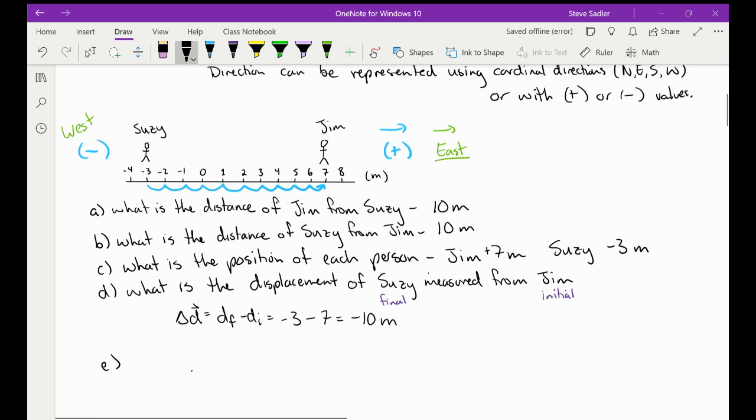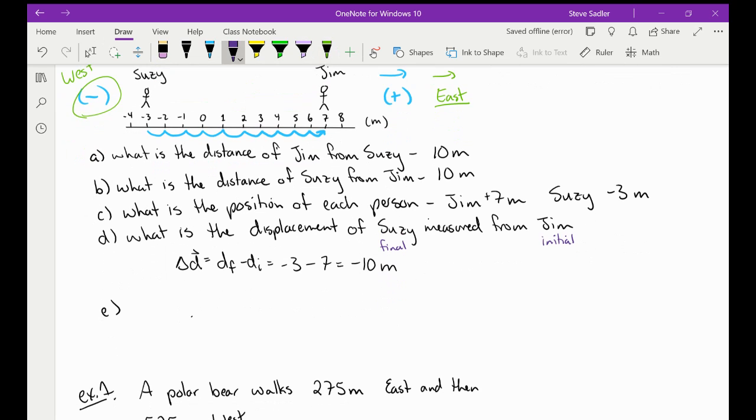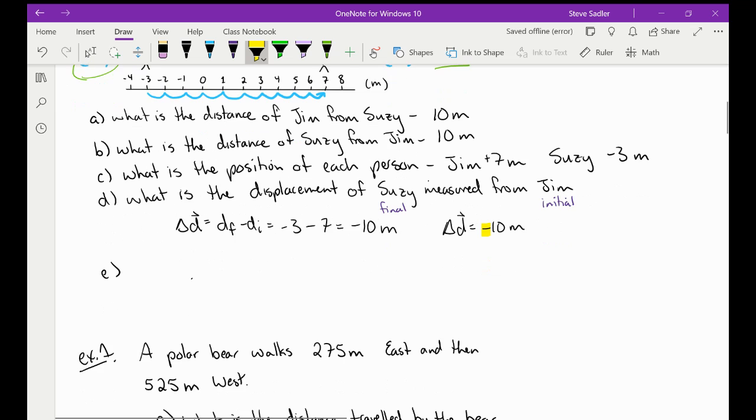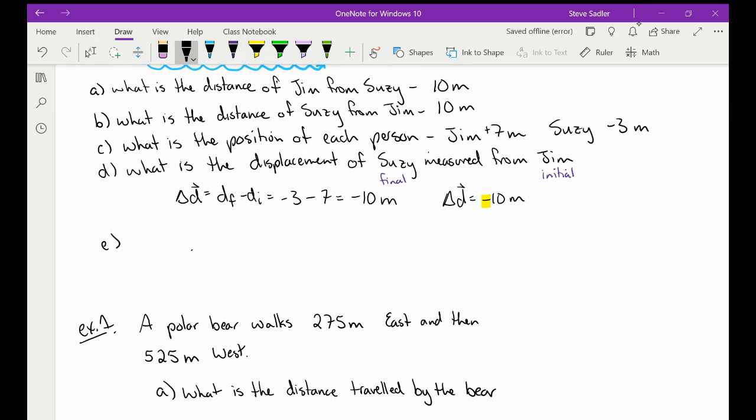And you can tell that makes sense because if we're going from Jim to Susie, and we go from Jim all the way over to Susie, that is 10 meters. And look at what direction we're going. We're going in the negative direction. So we can say that the change in displacement is negative 10 meters. We've covered the direction because we have that negative sign there, and we've established that negative is to the left and positive is to the right. We can do the opposite, right?